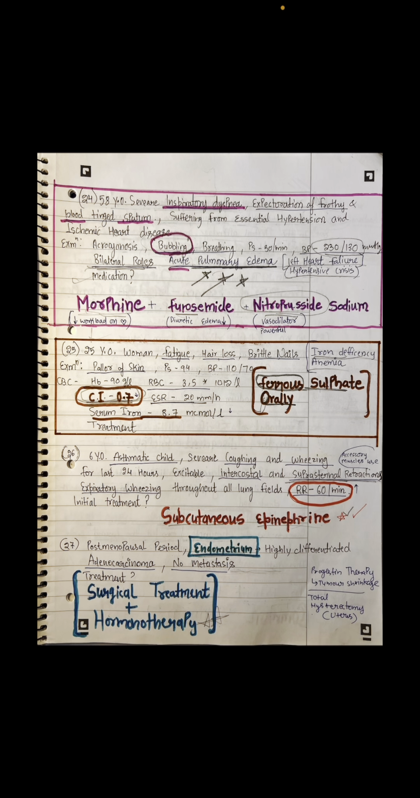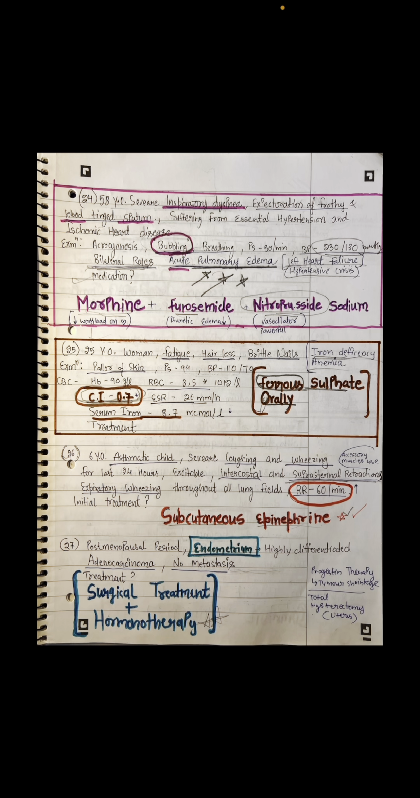Next, our patient is saying about what? Inspiratory dyspnea. Remember about expiratory dyspnea, we have talked about in the asthma portion. This time it is inspiratory dyspnea. Okay, blood and sputum. Ischemic heart disease. Okay, we have talked about ischemic heart disease. Let's hear the examination.